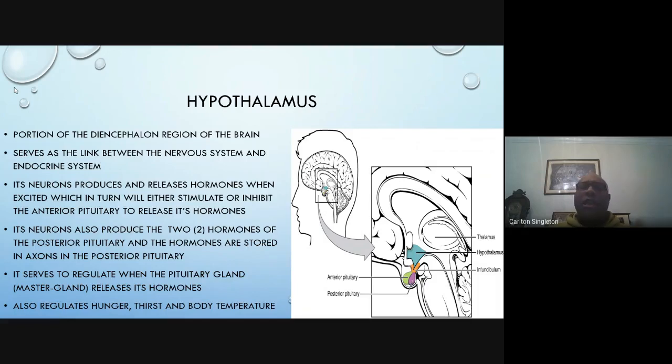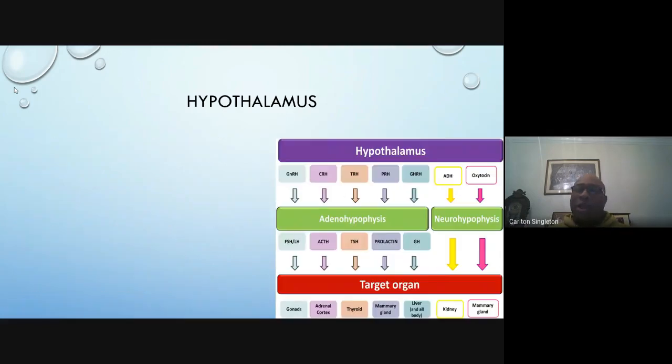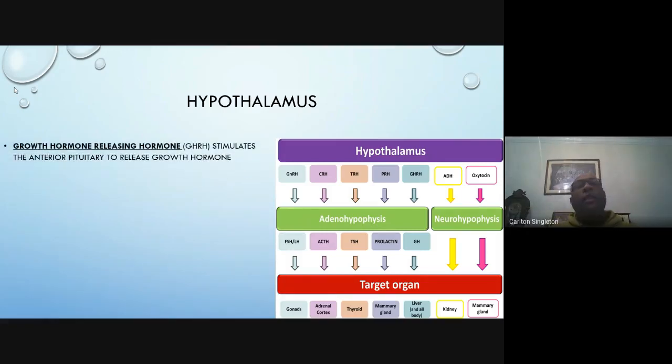In addition to this, it also regulates hunger, thirst, and body temperature. So here you go. Here's a beautiful image. I'm sure you have access to this slideshow already. This is really important, and I'm going to have this image somewhere on your tests because this is really nice. It tells you the flow of how hormones are released. If you see here, first we have growth hormone releasing hormone. Growth hormone releasing hormone will stimulate the anterior pituitary to release growth hormone. Then growth hormone will go to the liver, bone, and muscle and other tissues to stimulate growth.